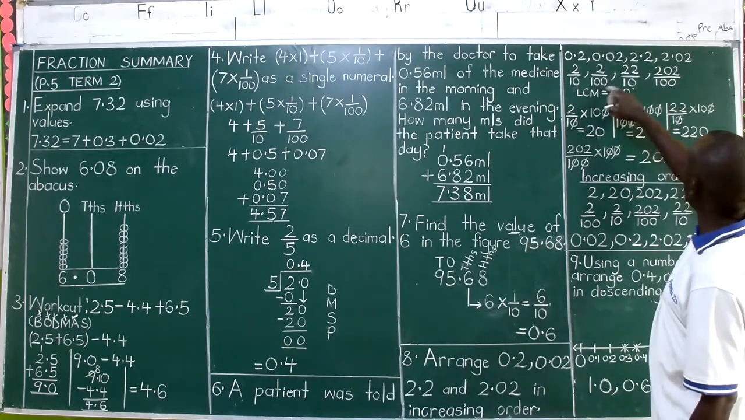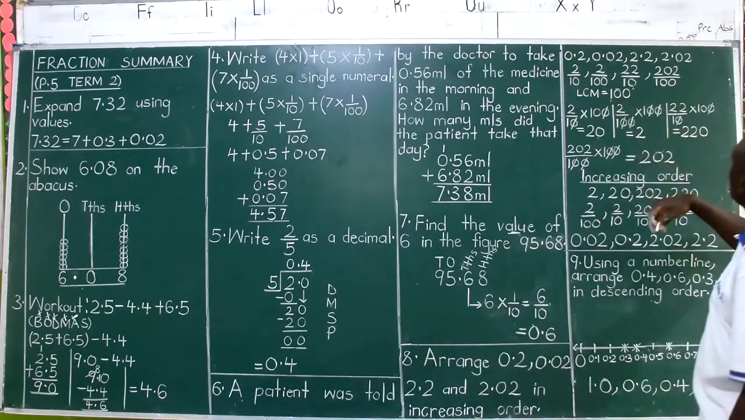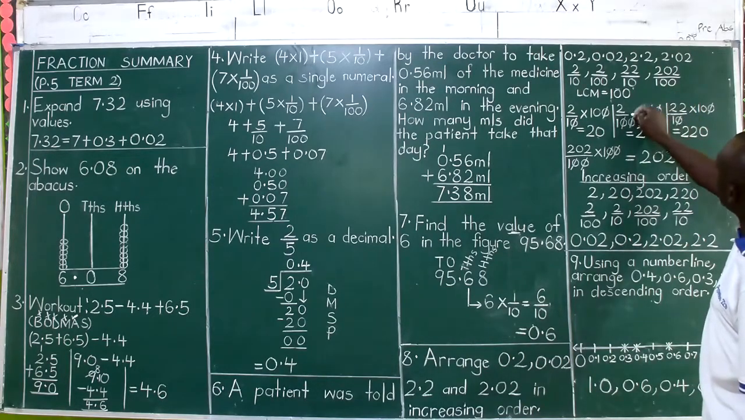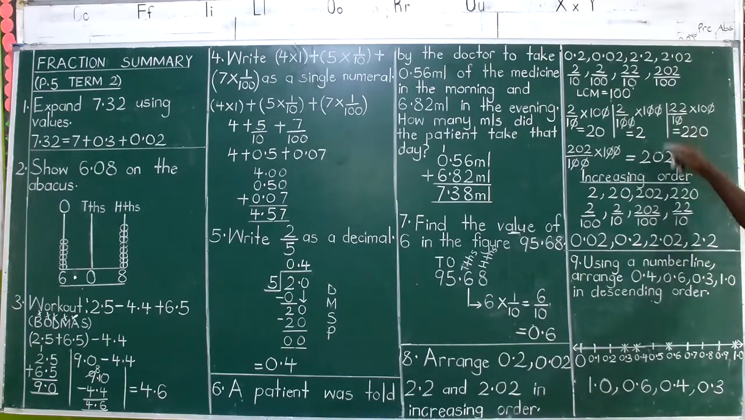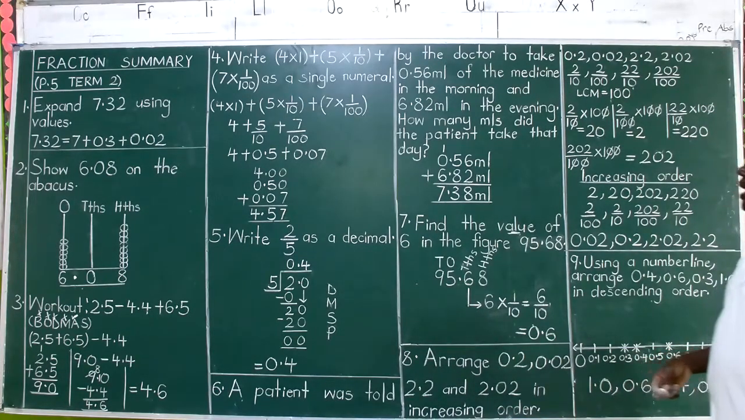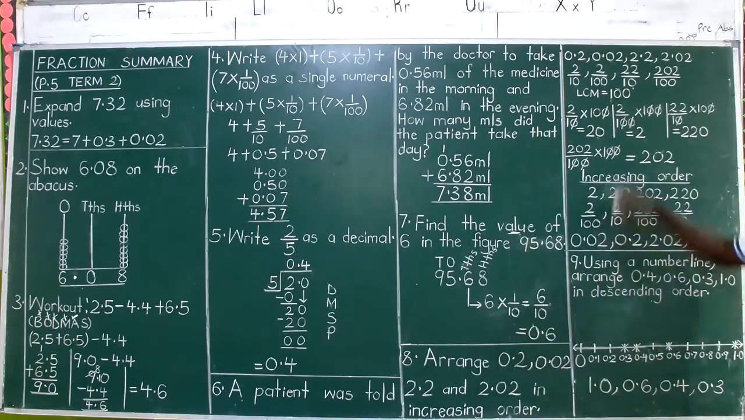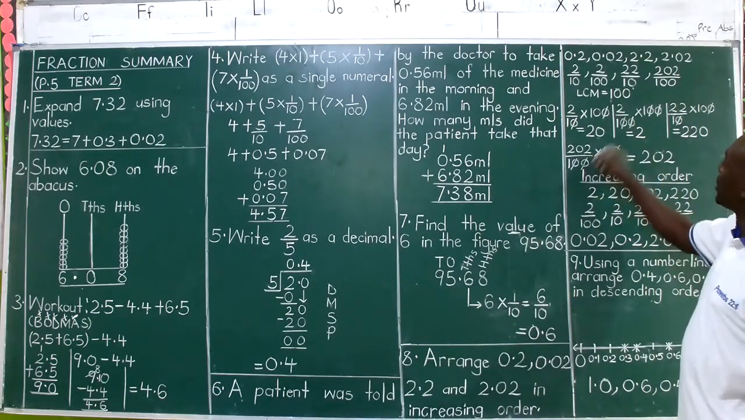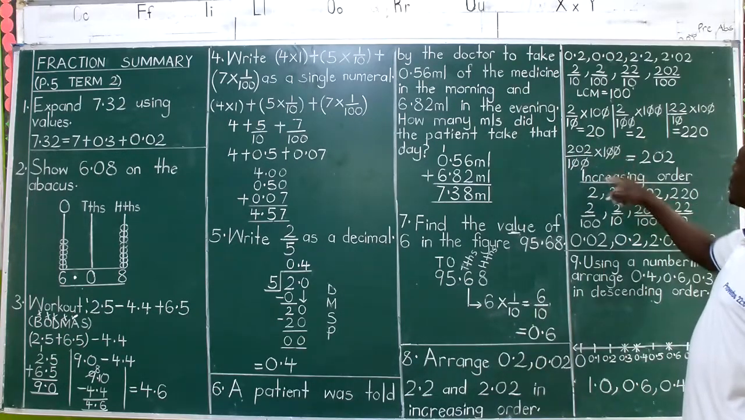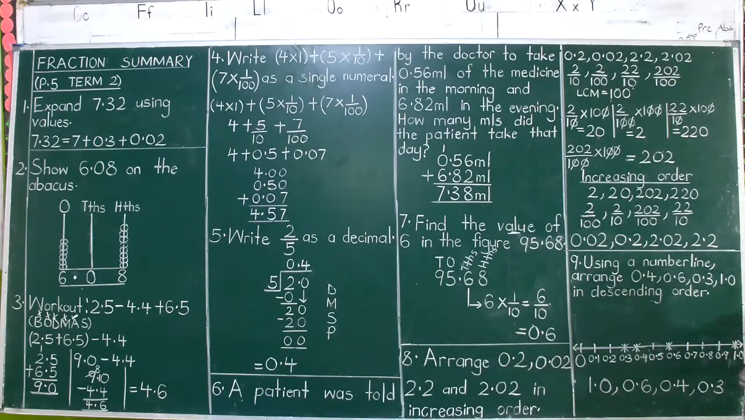Then go 2 out of 100 times the LCM 100. You cancel by 10 by 10. 2 times 1 you get 2. Then I've got 22 out of 10 also times 100. By cancelling 10 by 10, you have 22 times 10, which is 220. And then finally, we've got 202 out of 100 times 100. Cancelling, we've got 202 times 1, which is 202. Now, we have set the whole numbers for comparison.